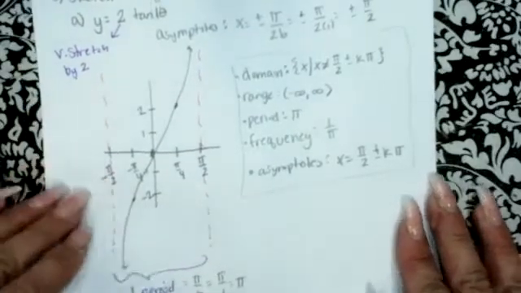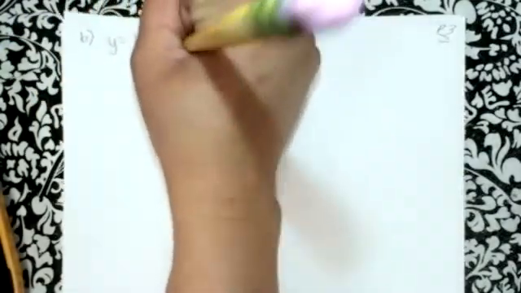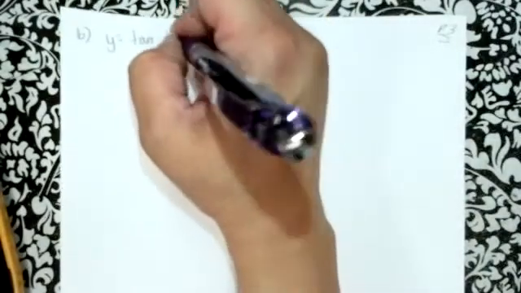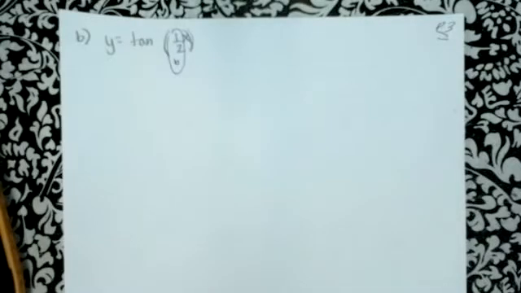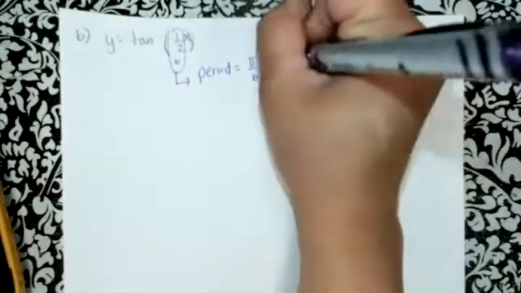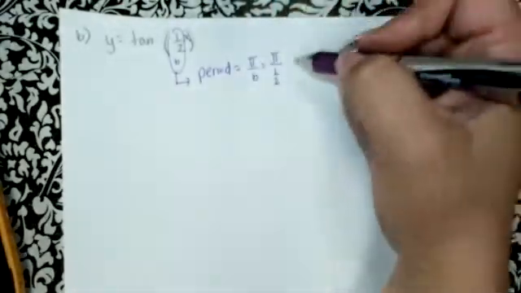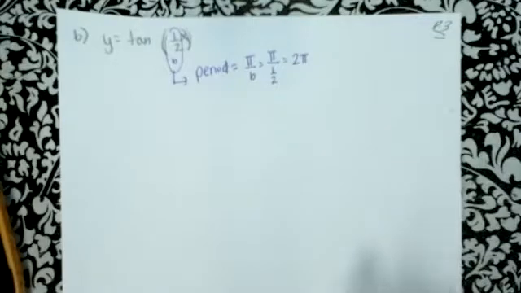Let's go ahead and let's change the period now. So right here, this is our b value. Our b value is 1/2. So that's going to be my b value. When I'm doing my period, it is equal to pi over b, which in this case is going to be pi over 1/2. So what happens is that 2 is going to flip up to the top. So the period is going to be 2 pi.